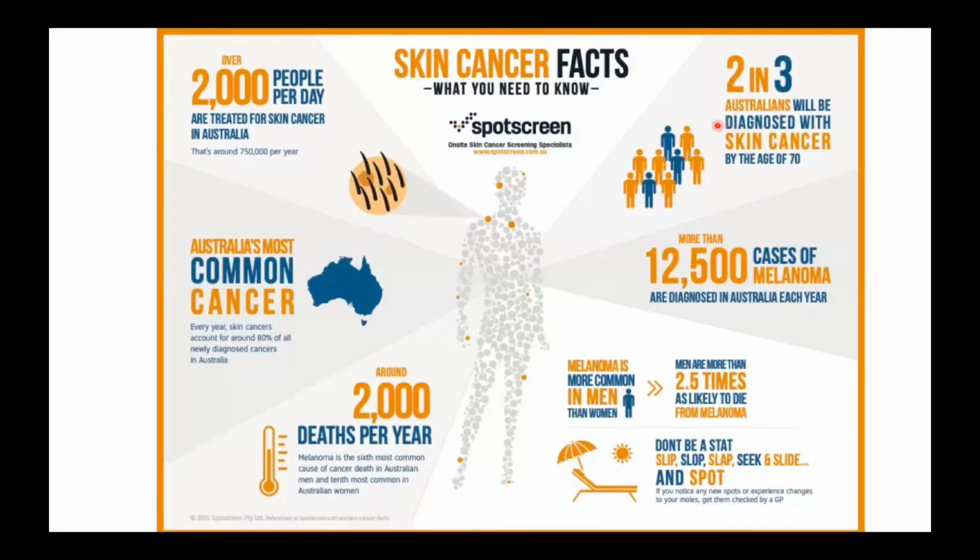2 in 3 Australians will be diagnosed with skin cancer by the age of 70. Out of all these cases, it's estimated that more than 12,500 cases are melanoma. Interestingly, melanoma is more common in men than in women. Men are more than 2.5 times as likely to die from melanoma. And this fatality is about 2,000 cases per year. Melanoma is the 6th most common cause of cancer death in Australian men and 10th most common in Australian women.